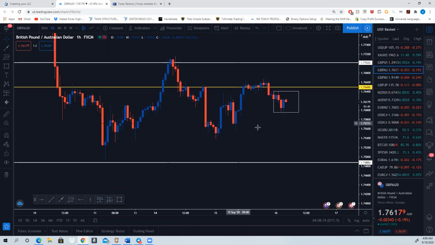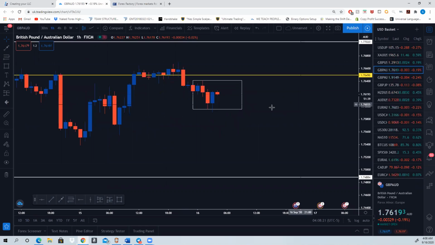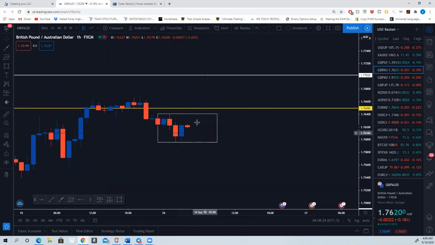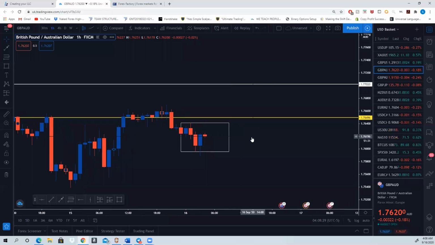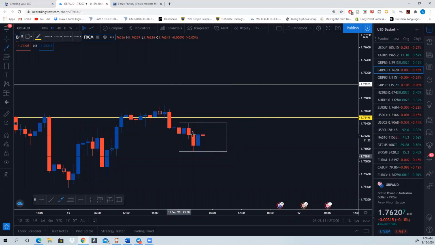So let's look at this consolidation here. We know that we are not entering anything here at the moment, right? Because we need to see breakout and this momentum. So assume we are expecting a break to the upside. What we would do is place a buy stop above this level. So when this starts breaking up, we get on that wave and we catch the momentum.